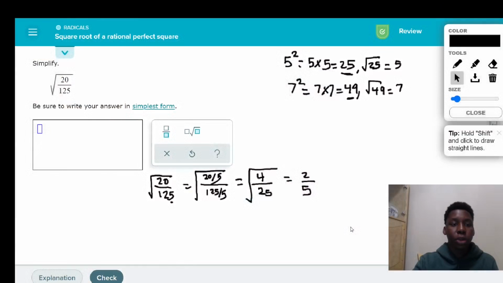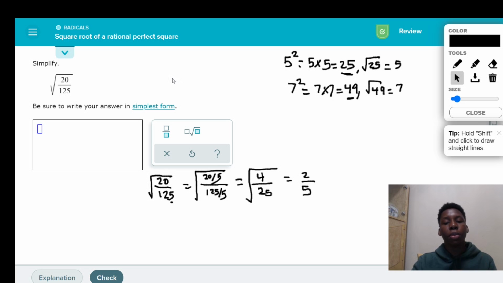My name is Babatunde Arowolo, and today we're going to be talking about the square root of a rational perfect square. What this means is we're going to be finding the square roots of perfect squares, and we're going to have to simplify these perfect squares.